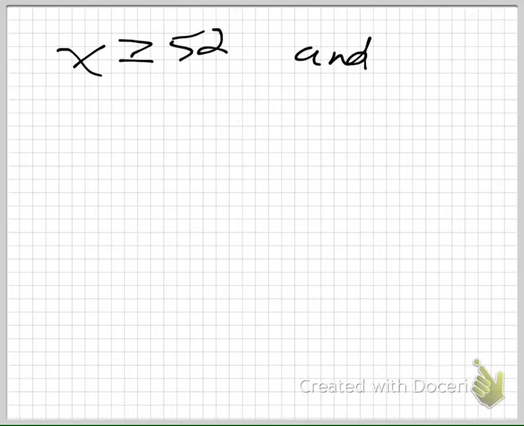If I was to give you this, if I was to say x is greater than or equal to 52 and x is less than or equal to 72. Okay, so look, x is greater than or equal to 52 and x is less than or equal to 72. Let's put this on our graph like we always do, like we did in 6th grade.